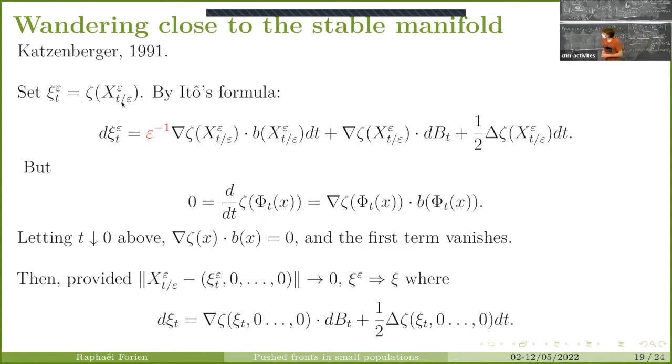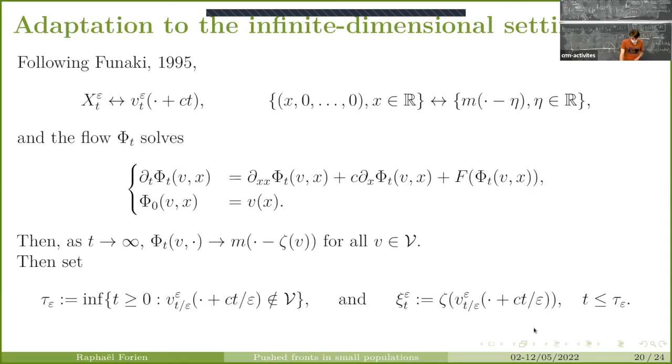And okay, you still have x epsilon appearing in this SDE, but if you show that it's actually close to its projection onto the stable manifold, then you should get a convergence of psi epsilon to a limit, which is just given by a simple SDE on the stable manifold. And this is the SDE that you get. Of course, you have to assume that zeta is differentiable and nice enough. In theory, that's the idea.